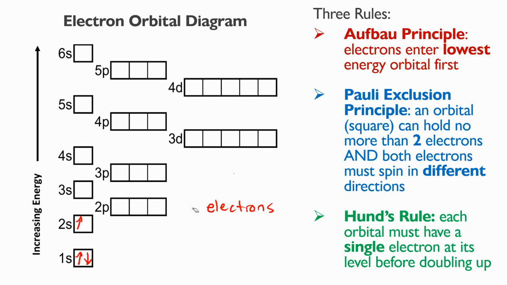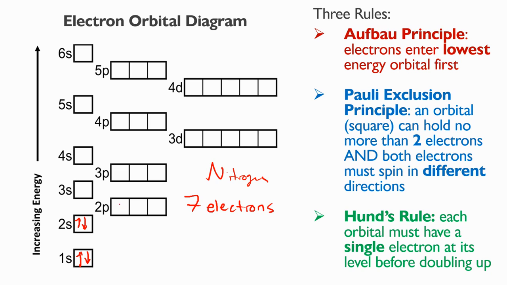Let's do nitrogen. So nitrogen has 7 electrons. Actually, let's just restart. I've got my 7 electrons. So there's 1, there's 2. There's 3, there's 4. Now I'm moving to the 2p.